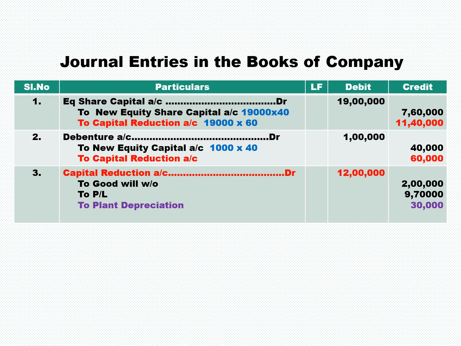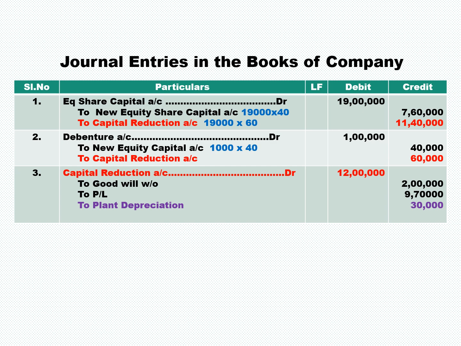Now, the first journal entry, we have equity share capital account debit 19 lakh. To new equity share capital 19,000 into 40, you get 7 lakh 60,000. Then remaining 11 lakh 40,000 is called capital reduction.